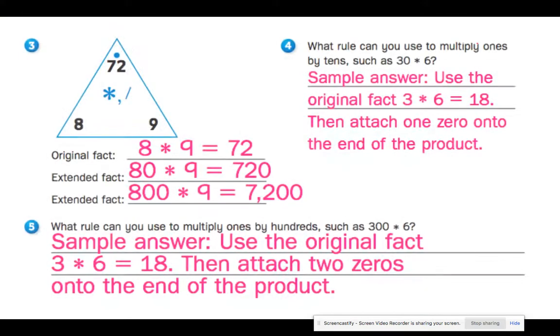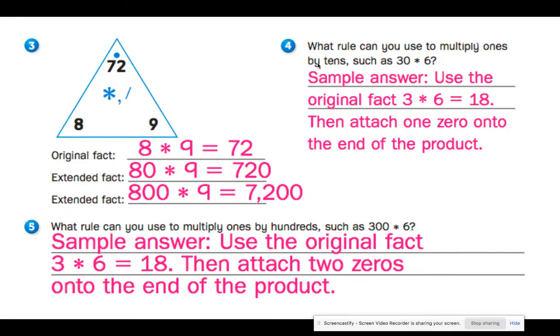Okay, welcome back. Question 3. The original fact is 8 times 9 is 72. Then to extend it by a multiple of 10, you're going to go 80 times 9, make it 720. Extended by a multiple of 100, 800 times 9, 7,200.